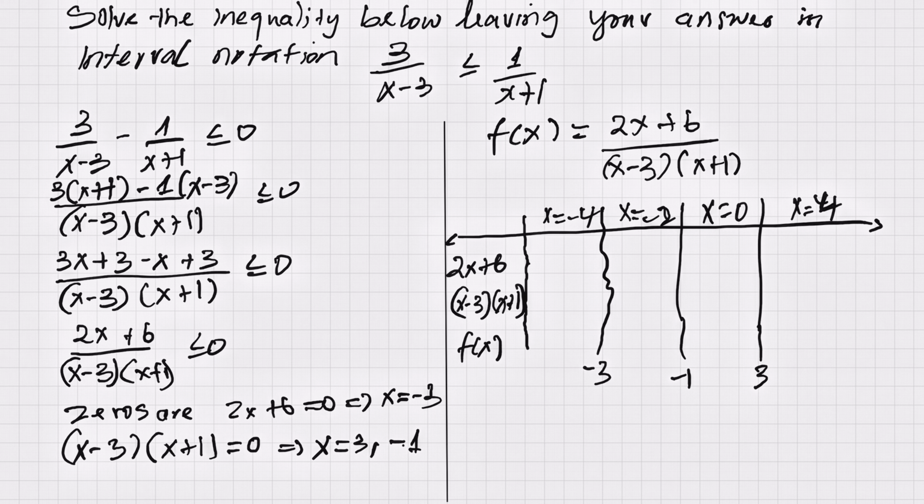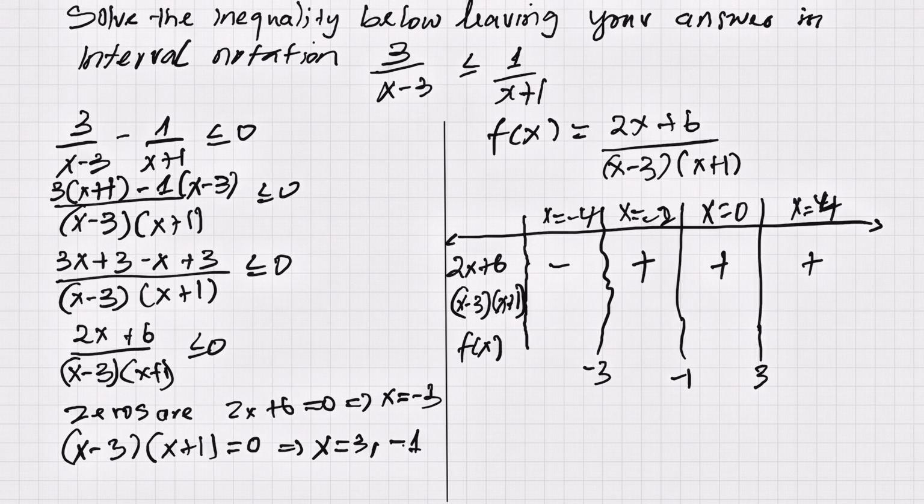All we are just going to do is substitute these values of x into these and check the sign of f of x. If we put negative 4 into 2x plus 6, we are going to have minus 8 plus 6, which is negative. If we put negative 2 there, we are going to have positive. If we put 0 there, positive. And if we put 4 there, positive.